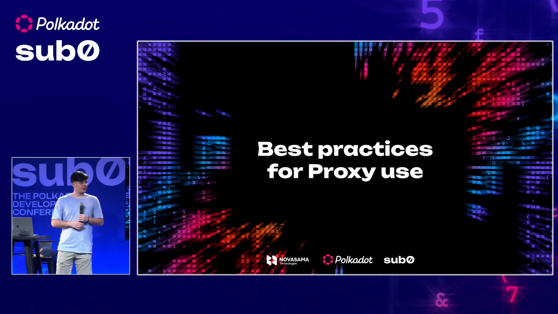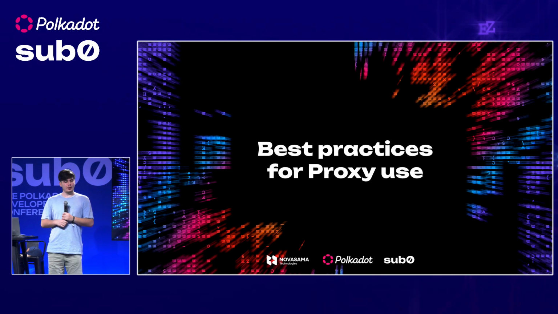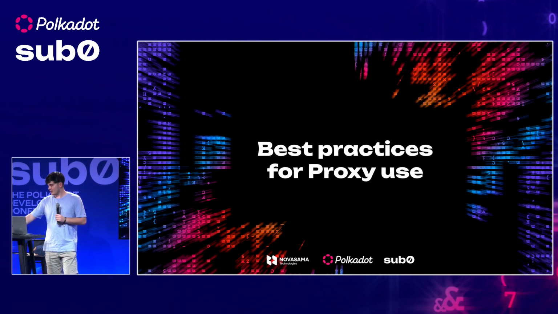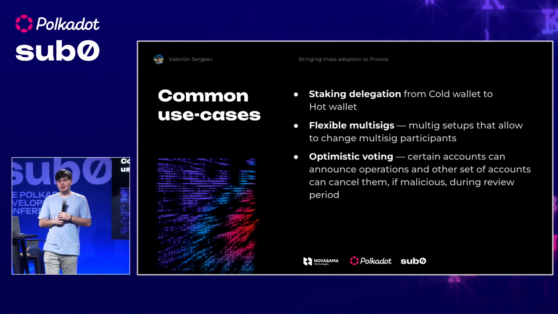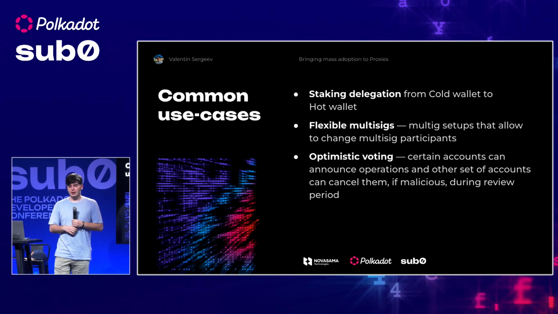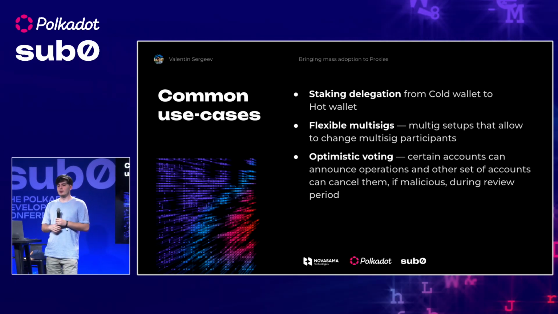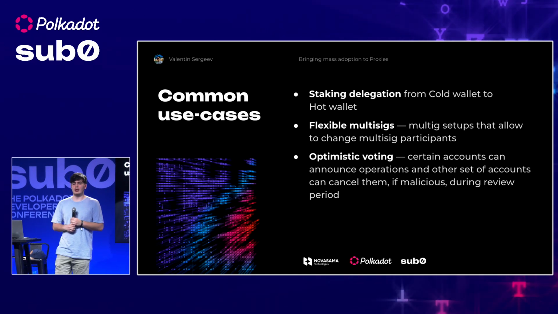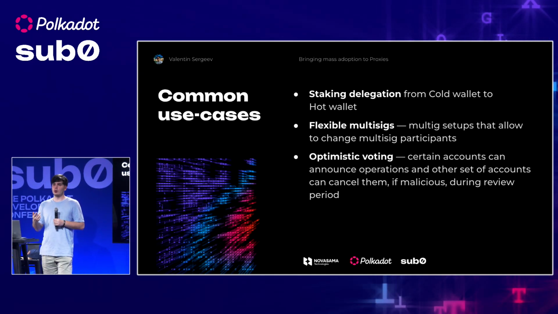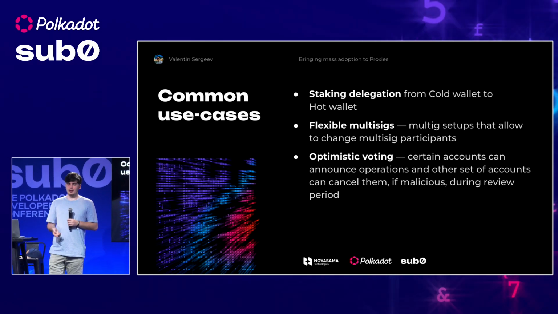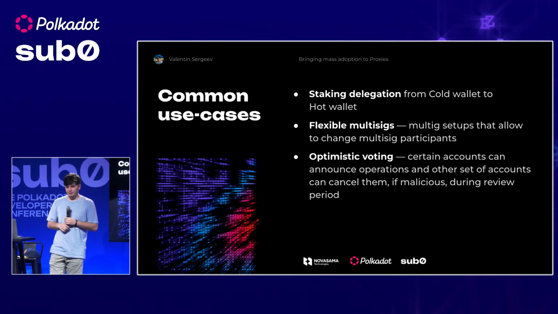So I hope it wasn't too boring for you to look at the code. Now we will actually look at some diagrams, finally. So those are the use cases we will look at in today's session. We'll start from the easiest and then move to more complicated ones. We'll consider three of them: a delegation from your cold wallet to a hot wallet, then flexible multisigs, and optimistic voting.